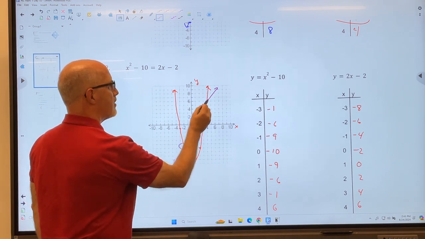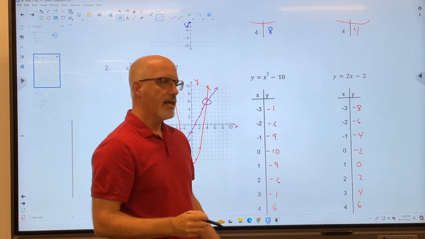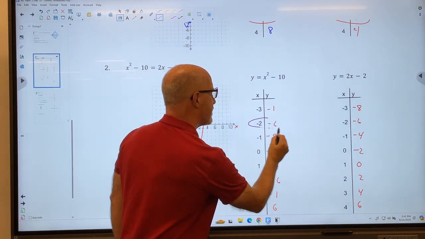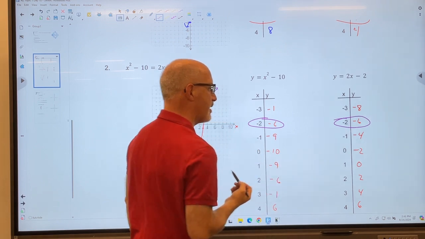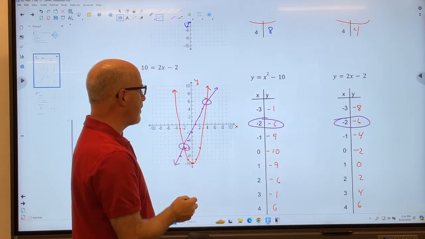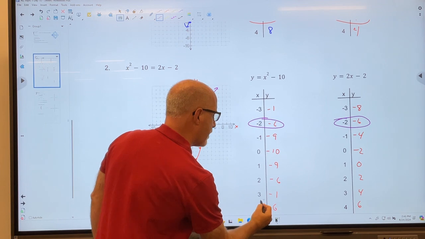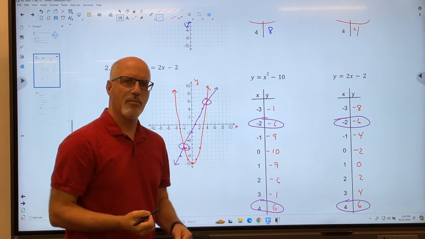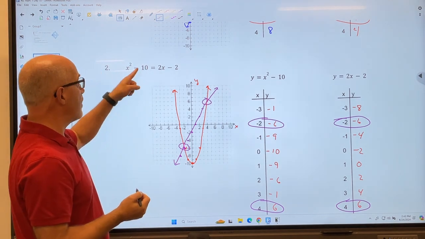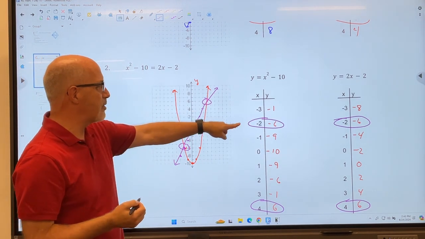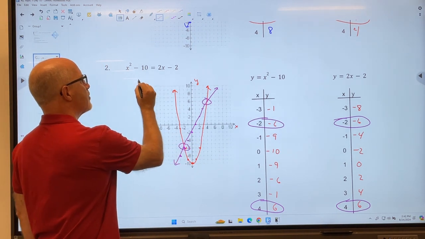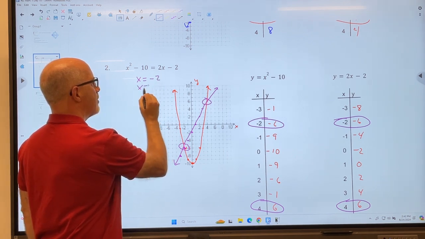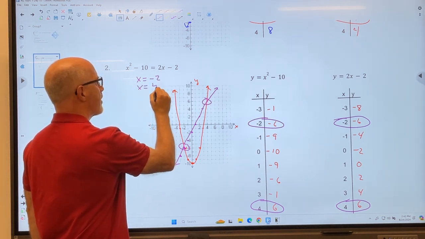Notice that here are my 2 points of intersection. On my table, that's right here, -2, -6 is the same as this -2, -6. And then on this other one, out here at 4, notice that 4, 6 and 4, 6 are the exact same point. So to solve this equation, basically it's those x values. The answers to this would be x equals -2 and x equals 4 to do that graphically.